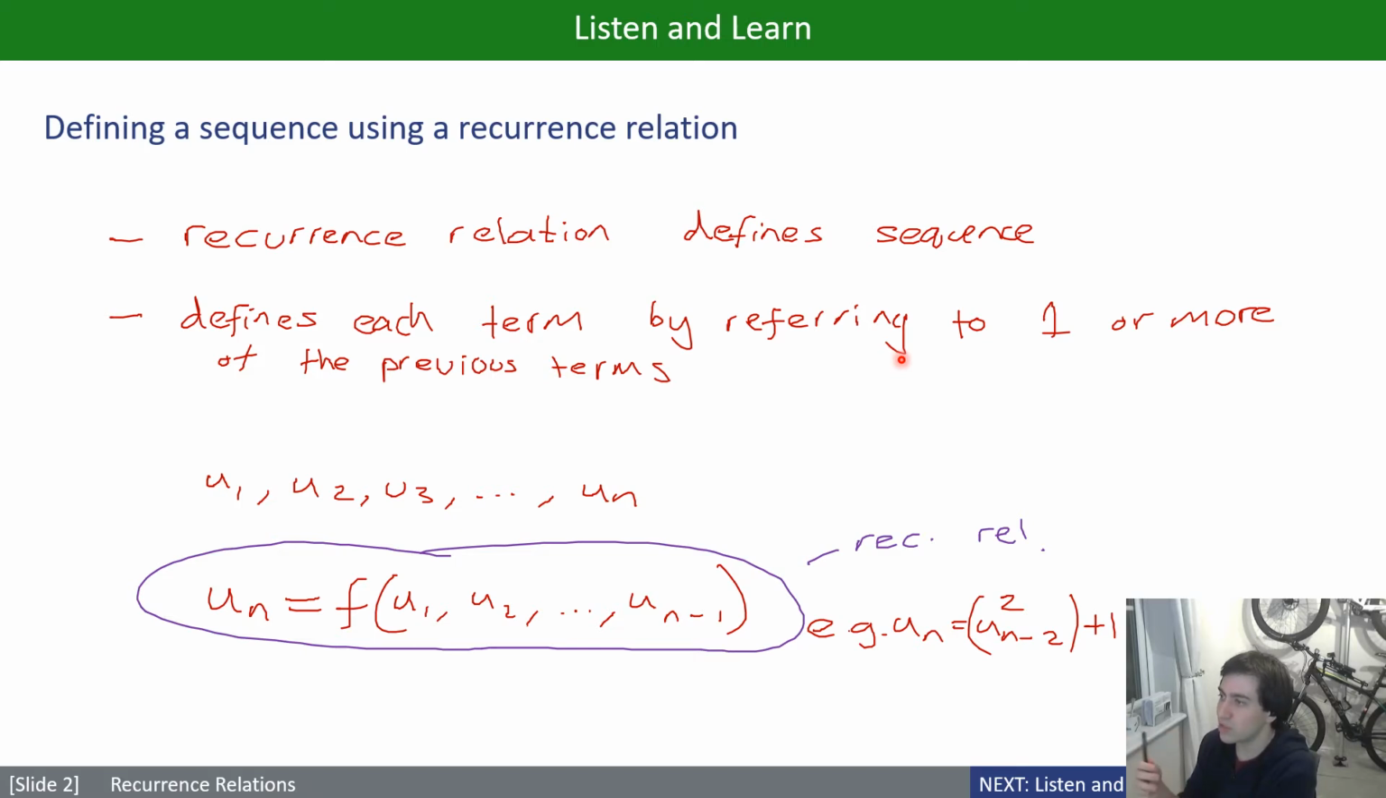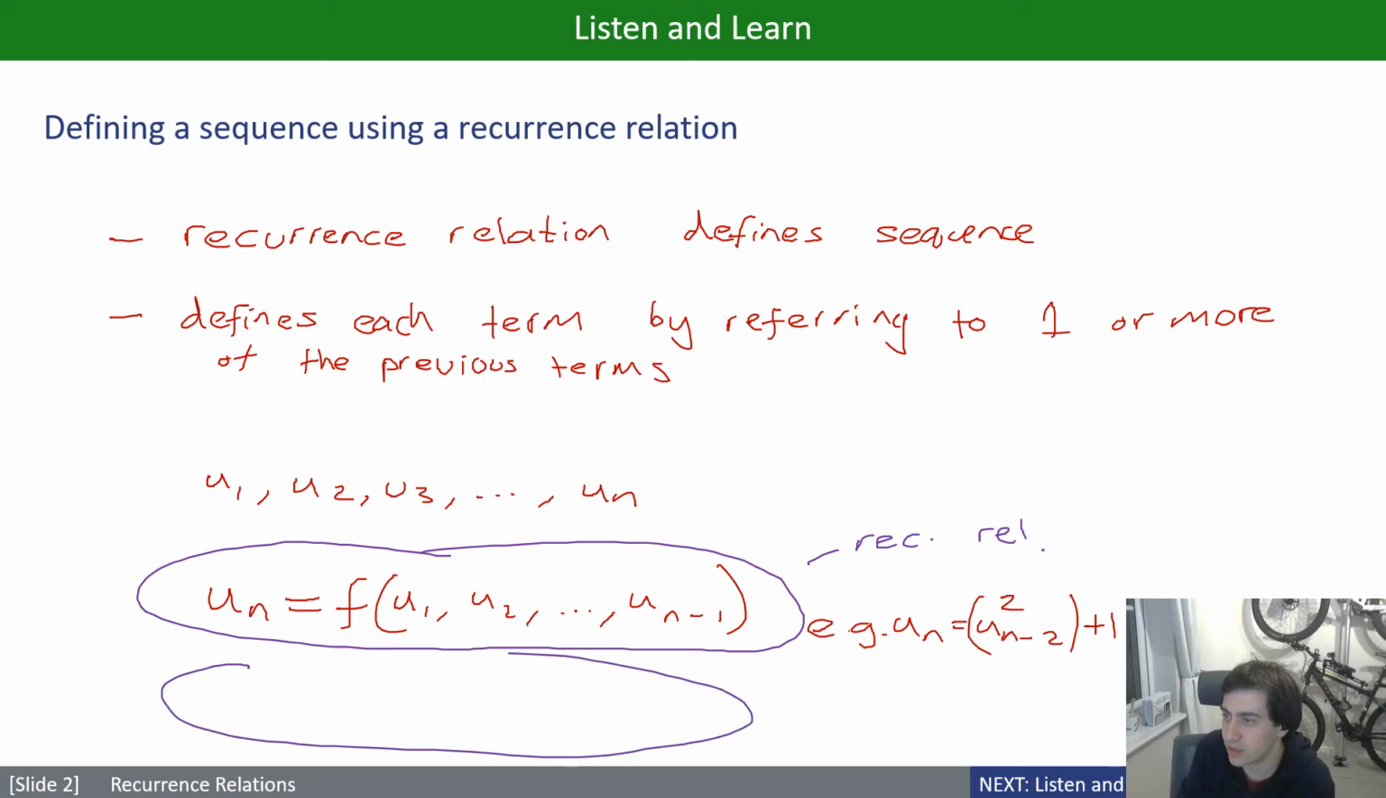And sometimes you need to define a few terms before you can get going with the recurrence relation. You need to tell me what I start with. The recurrence relation tells you how you get from one to the other, but it doesn't tell you what you start with. So that's the other key thing to a recurrence relation, is you also need the initial, I'll just call them the initial values, okay?